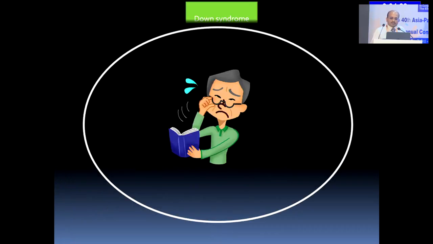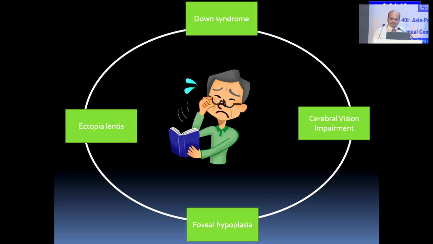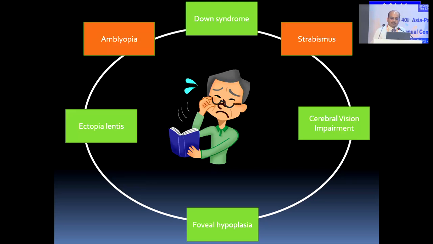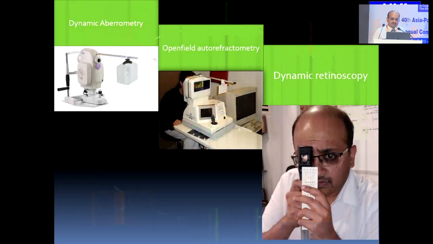It is not uncommon to see accommodative abnormalities in various ocular disorders affecting children, such as Down syndrome, cerebral visual impairment, foveal hypoplasia, children suffering from ectopia lentis, and of course those who have suffered from amblyopia or various strabismic disorders with abnormal AC/A ratios, children with headache, and children who are on low dose atropine to control their progressive myopia. All of them will have abnormal accommodation in as many as around 50 to 80% situations.